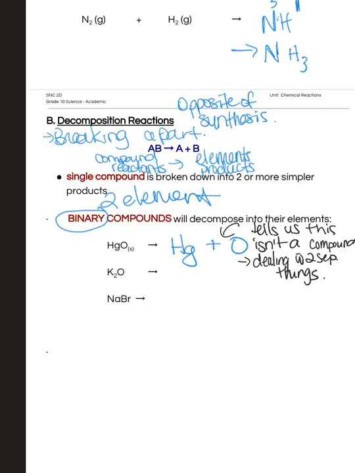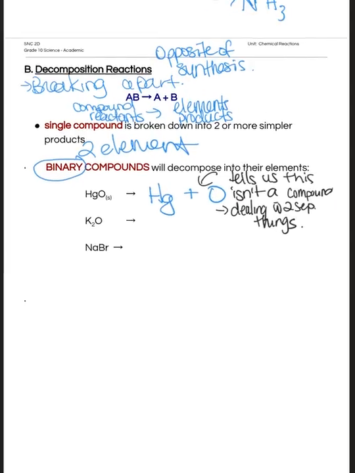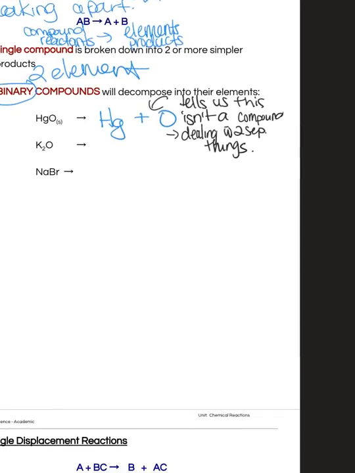So again, we're going to start with the 2 easiest, right? So we started with synthesis where we're building up. Now in decomposition, we're going to be building down, okay? So if I'm looking at this, I have potassium oxide next. So again, I'm going to do the same thing. I'm going to break down my potassium. Okay, I don't need to put the 2 because potassium is not a diatomic molecule.